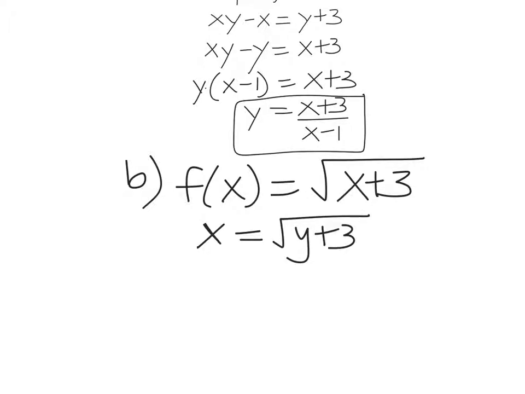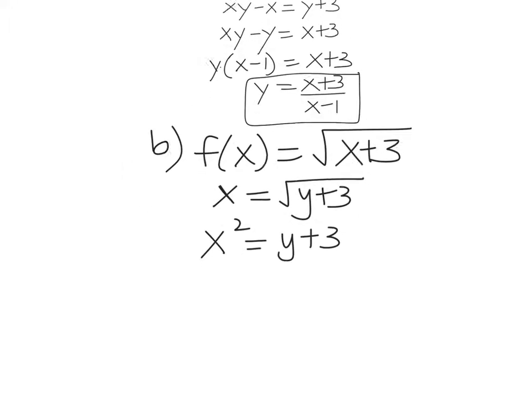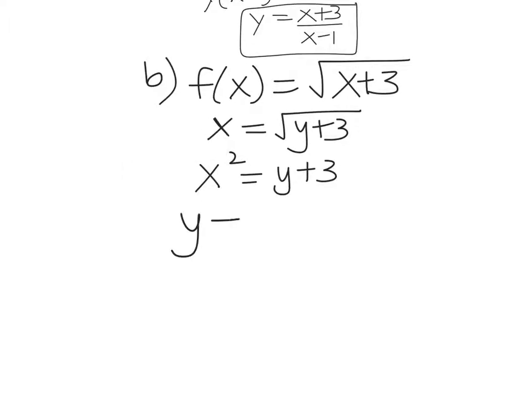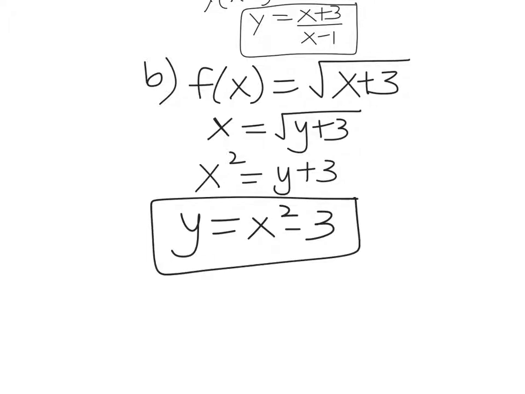And let's get rid of that square root by squaring both sides. So you get x squared equals y plus 3. And y equals x squared minus 3. Okay, you did it right. Everything's great. Except there's a little bit something you have to do.